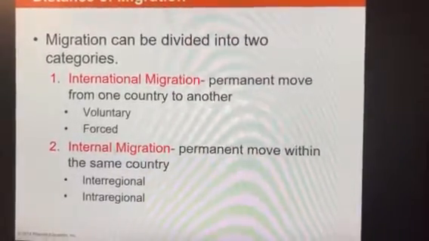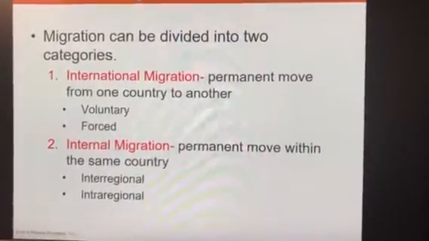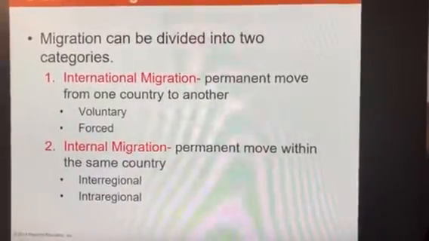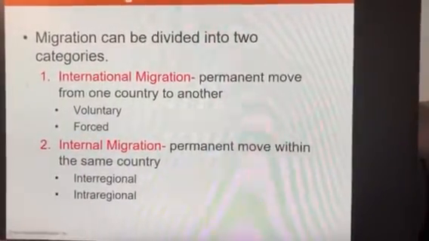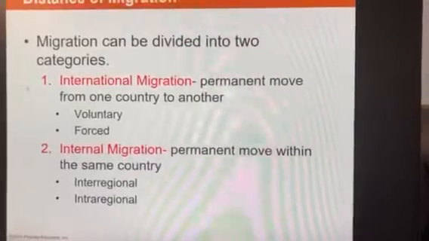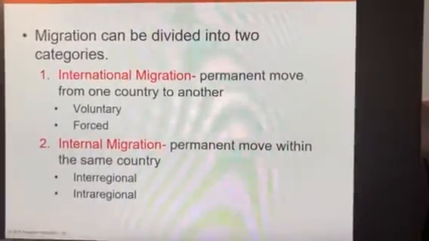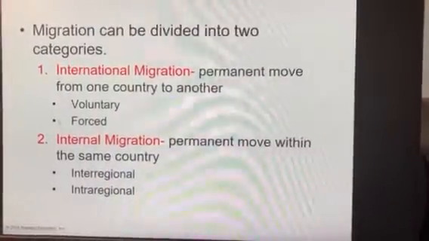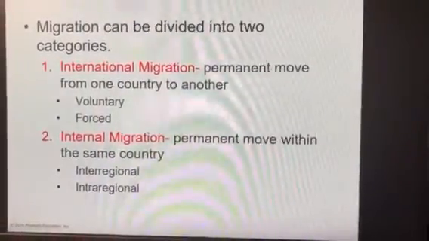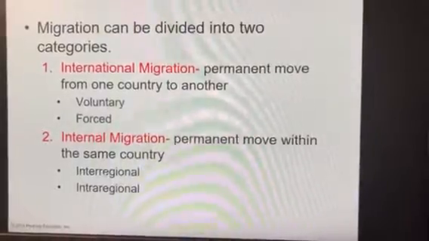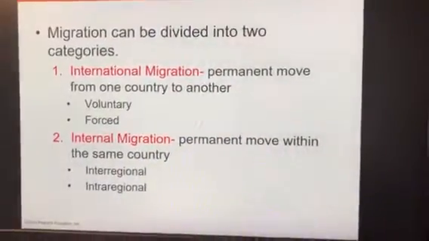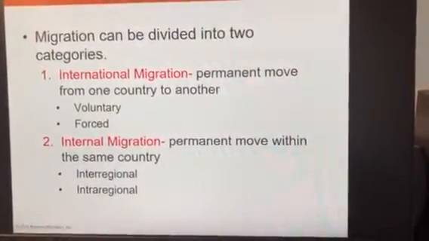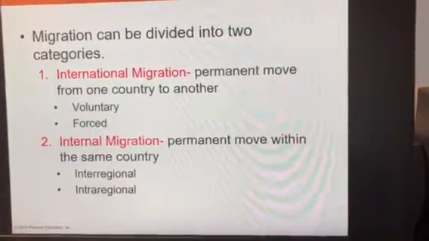And then we have internal migration. That's when you're permanently moving within a country. And then you have interregional, which is when you move from one region to another. So if you're moving from like Florida to Washington State or Oregon, that would be interregional. You're moving between regions. And then you have intra-regional, which is when you move within a region. So if you were going to permanently move from Boynton Beach to Tampa, that would be intra-regional.